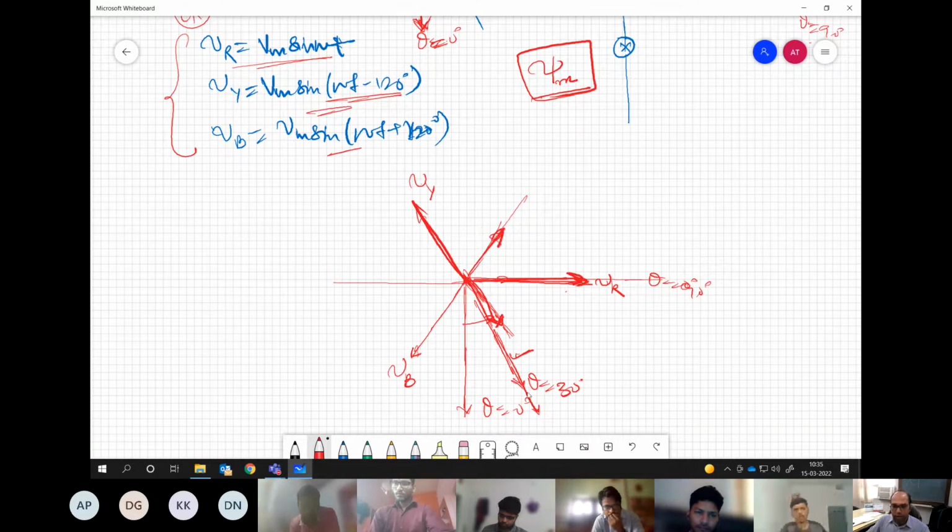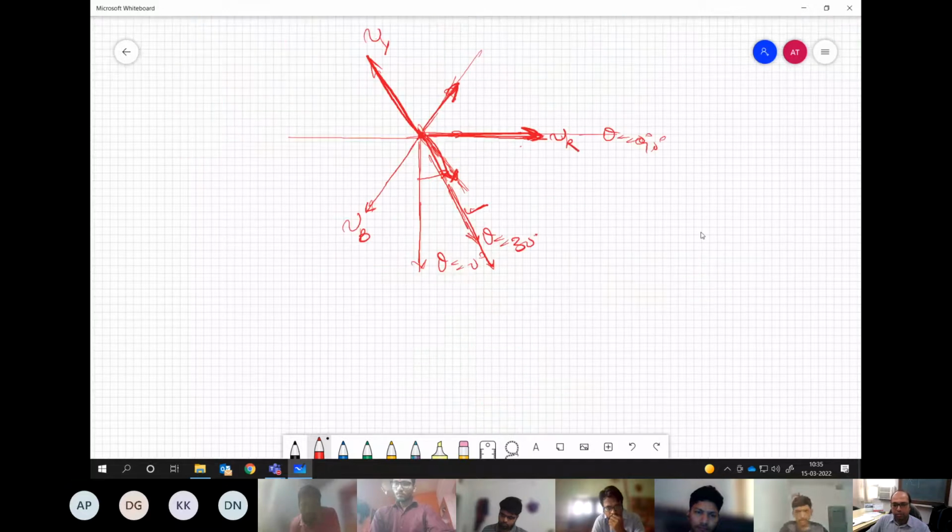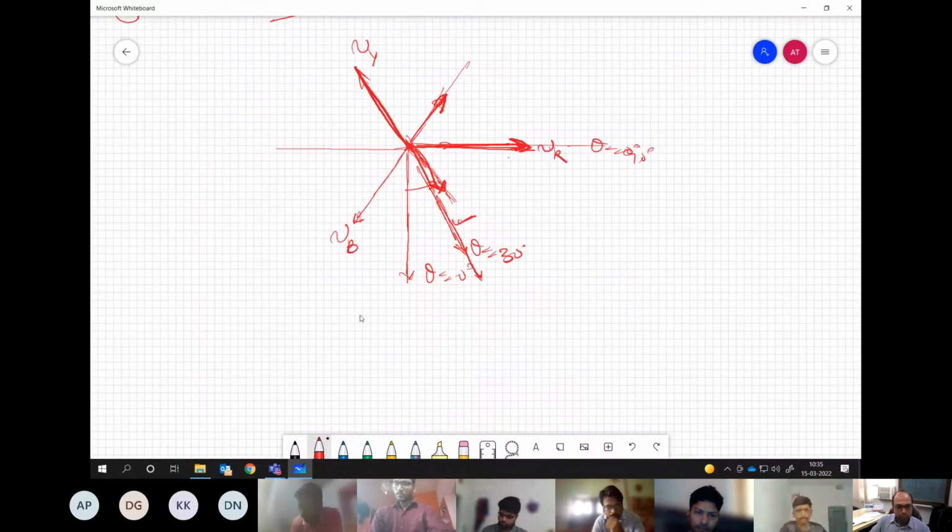So the resultant of the three will appear like this for theta equals 90°. You understand what I'm trying to say over here?